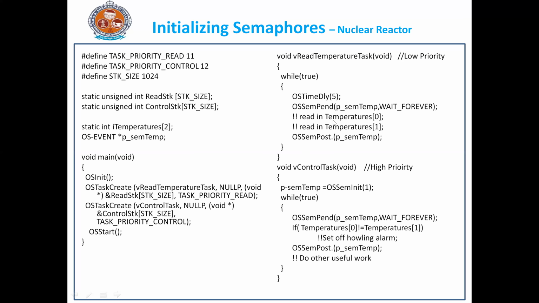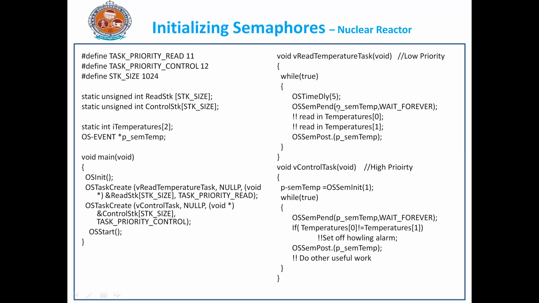Here is how we solve the problem of shared data. This is OS-SEM-PEND, the function for getting the semaphore, so it will be waiting for the semaphore. Similarly, OS-SEM-POST. I already told you that you can use different words, like give, take, pend, post, depending on the different RTOS vendors. This one is for taking the semaphore, and this is the function for releasing the semaphore.